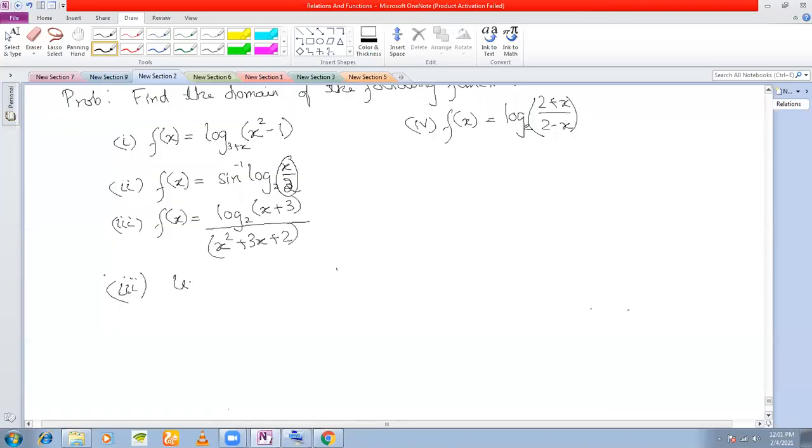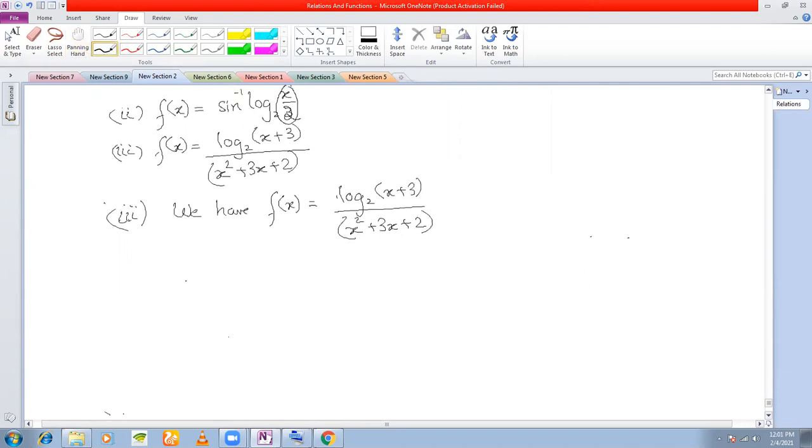So third one. So we have f(x) is equal to log (x plus 3) to the base 2 divided by x square plus 3x plus 2. You need to find out the domain of this. So what are the restrictions? First of all, the first restriction is we must have denominator non-zero, right? So we must have x square plus 3x plus 2 is not equal to 0.